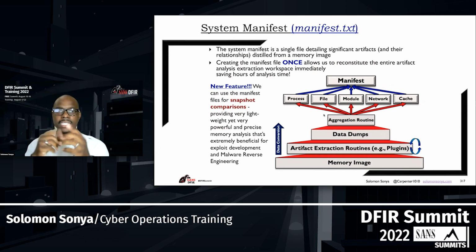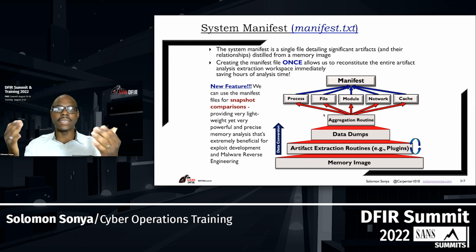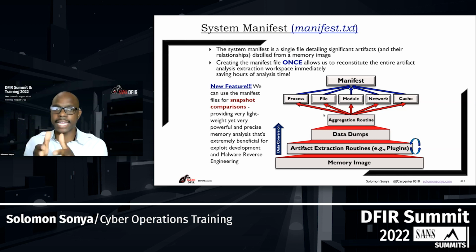I lastly want to talk about a system manifest. We can utilize this concept of a system manifest to distill all of the data that we see in a multi-gigabyte memory image down into a few megabyte file, allowing us to replay an analysis and save hours of investigation. We can also do something called a snapshot analysis to see the similarities and differences between a non-compromised system and a compromised system, and compare these artifacts directly from memory.